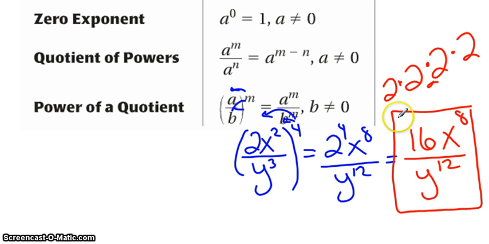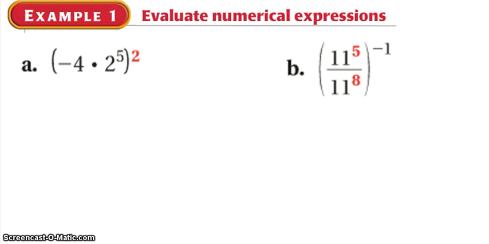Okay, so let's go ahead and apply all those properties to other examples. We're going to use these properties on these examples here. Notice that they're numbers and not variables. That's okay, you can do that. We're going to distribute that 2.